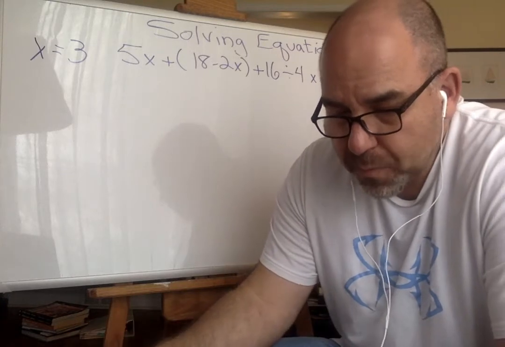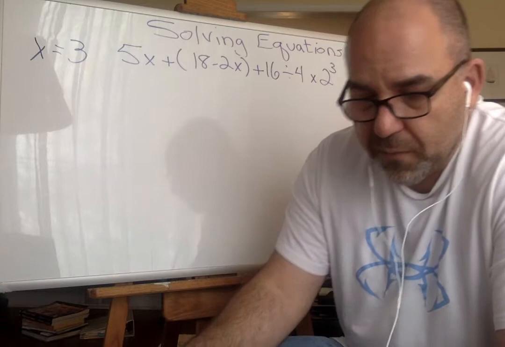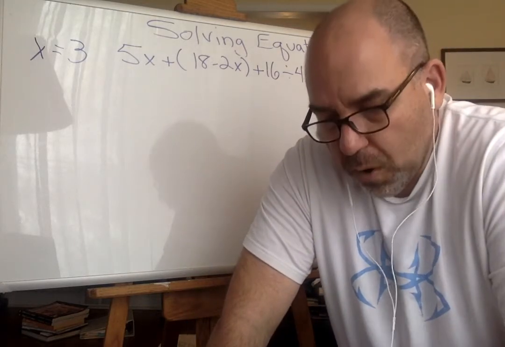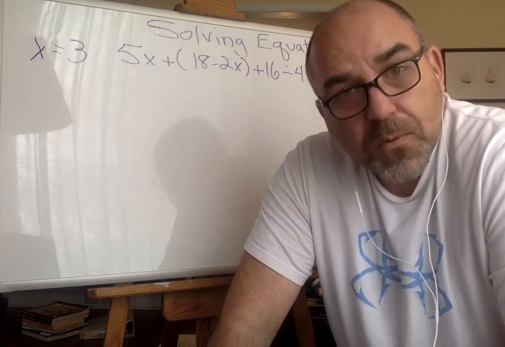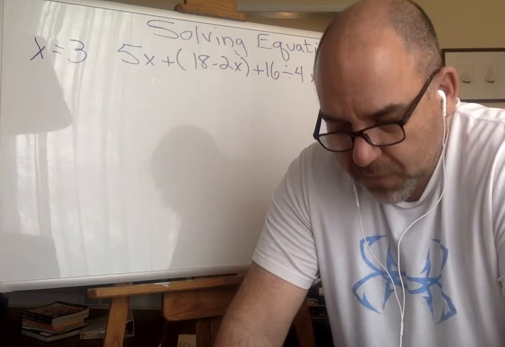Number 4, solve the equation 6x equals 72. What's going on between the 6 and the x? Well, they're being multiplied. So what are we going to do? We're going to divide both sides by 6. So x is going to equal C, 12.